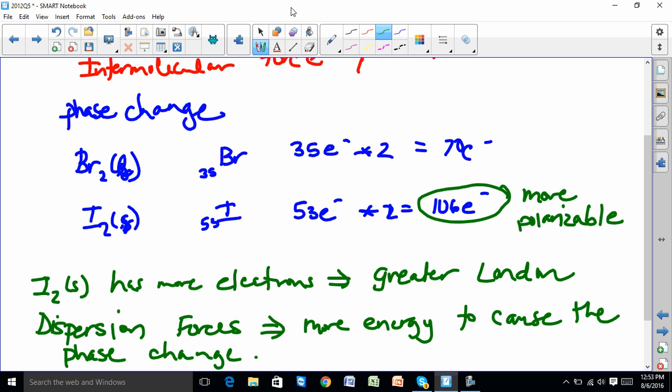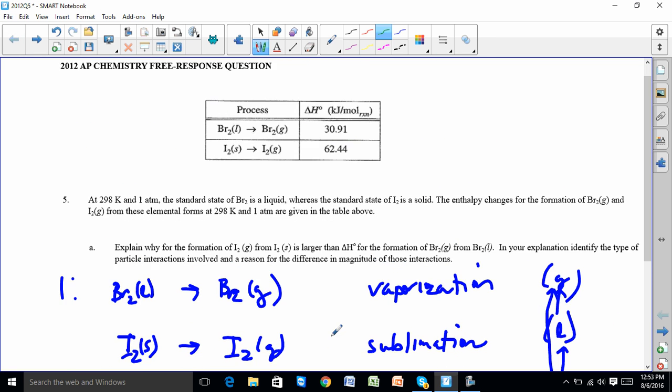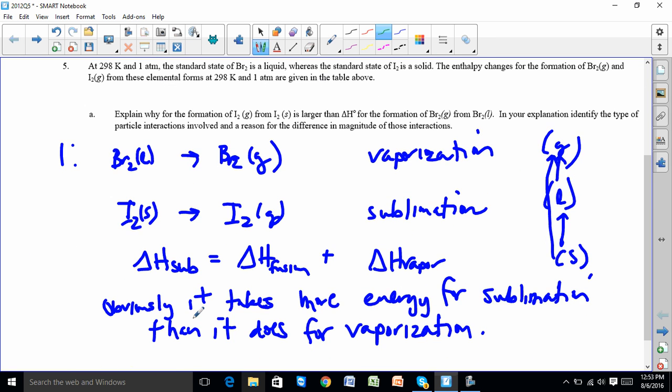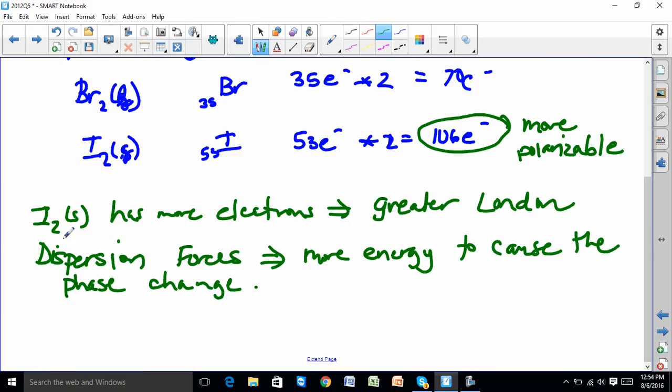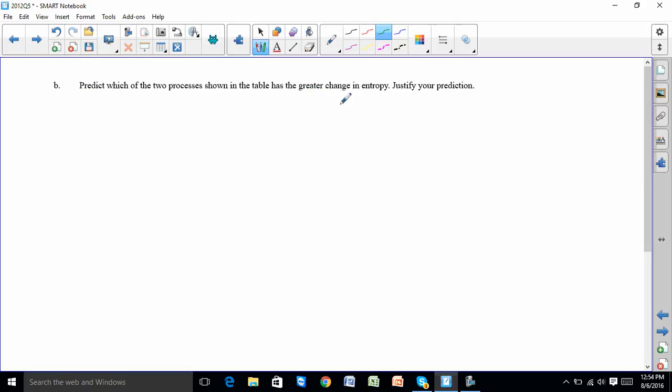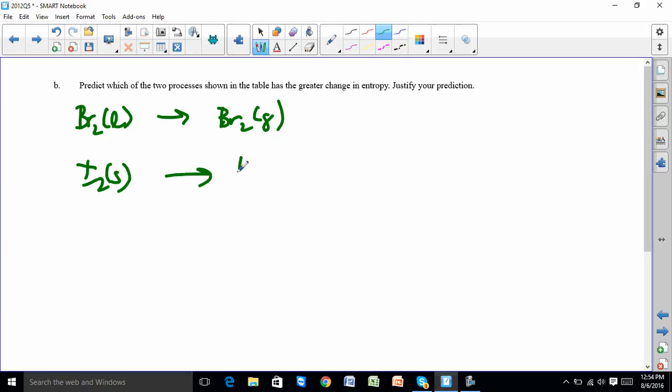And so they either took, it's actually a combination of both of these. They either took this idea that it takes more energy for sublimation than it does for vaporization, or the fact that you talked about I2 has more electrons, so it's more polarizable, it has greater London dispersion forces, and you have to put more energy in to cause the phase change. Which of the two processes has a greater change in entropy? So let me just say this again. You got bromine liquid changing to bromine gas, but then you have iodine solid changing to iodine gas.